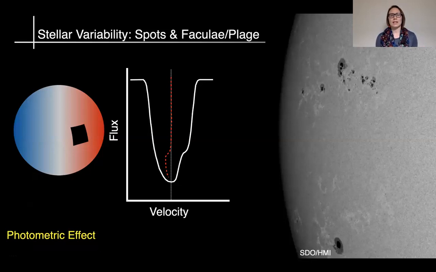So how does that impact our line profiles? Let's take this example here where I'm showing you this cartoon where you have the star. Because the star is rotating on its own axis, the bit that's coming towards us is blue shifted, and the bit that's coming away from us is red shifted. And if you put a patch of a dark area there, then you're going to block out some of that blue shifted or red shifted light. And in the end, that means you're going to change the net velocity shift.